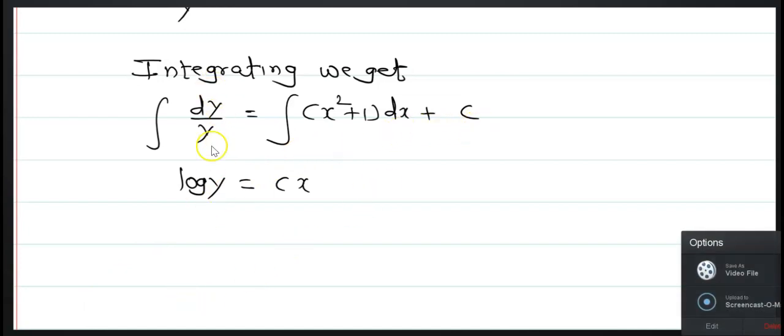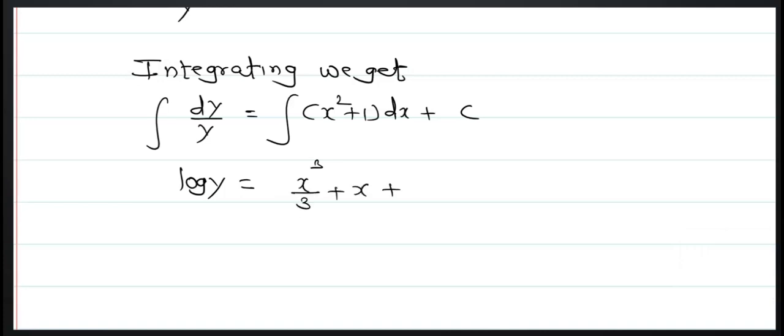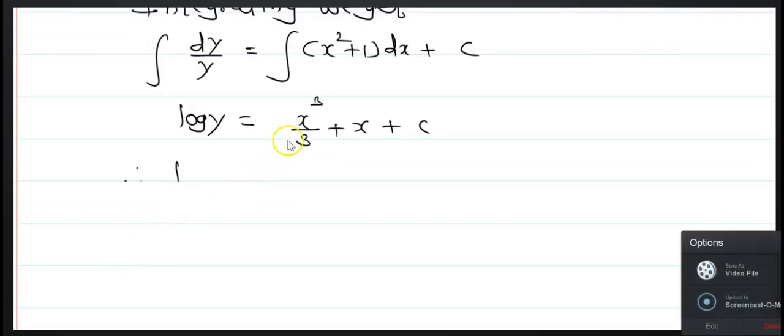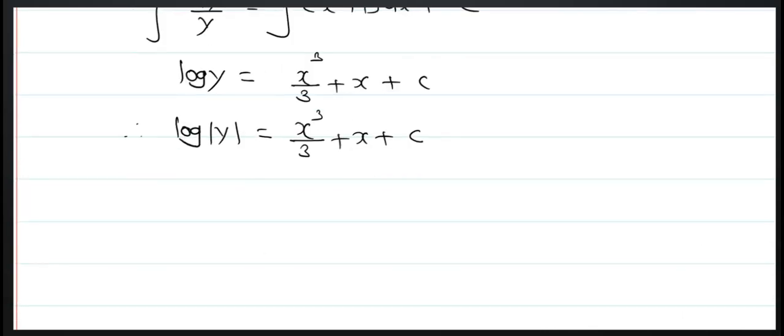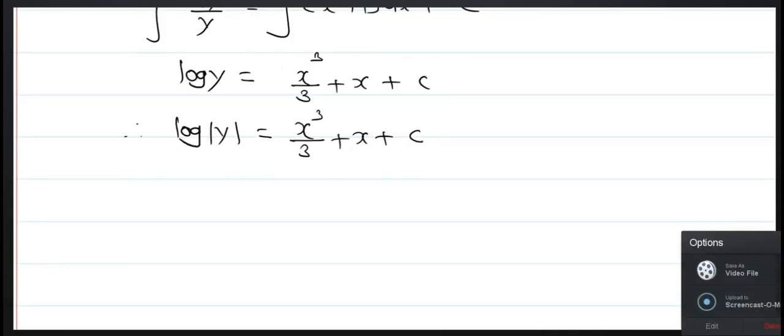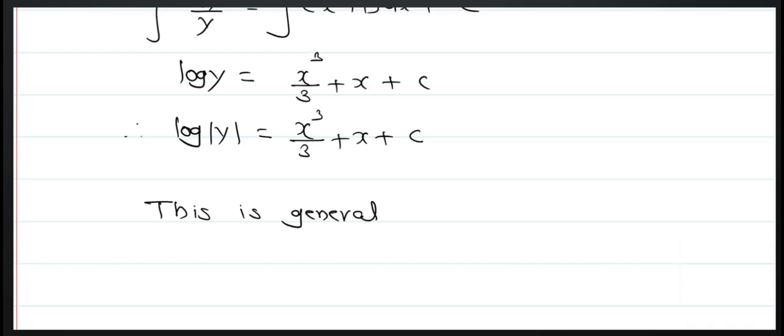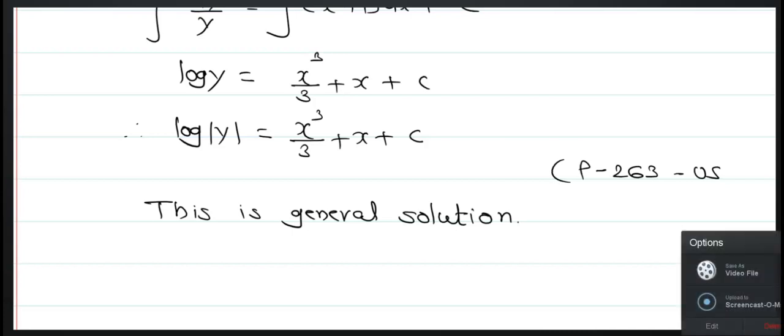Integral of dy upon y is log of y, and integral of x square is x cube upon 3, and the integral of 1 is x, plus c. See this here: log of y is equal to x cube upon 3 plus x plus c. Log of mod of y is equal to x cube upon 3 plus x plus c. This is the general solution. It is on page number 263, unsolved question.